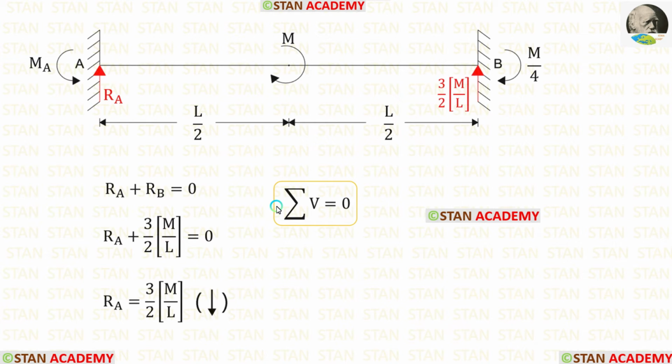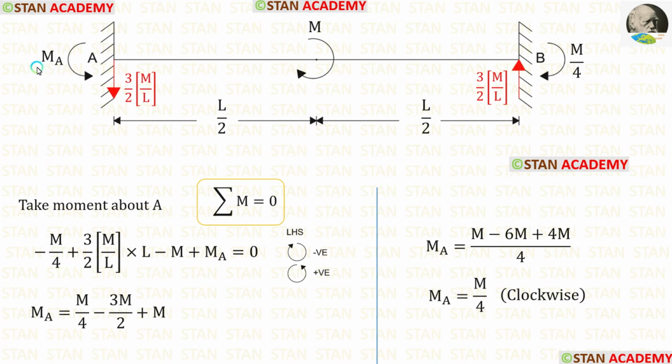Now let us apply the rule sigma V is equal to 0 and find out RA. In this beam, there are two vertical forces, RA and RB. Both are acting upwards, so both are positive. We have already found RB. Let us apply that. For RA, we will get a negative value. That means our assumption is incorrect. We assumed that RA would be acting upwards, but our assumption is wrong. RA is actually acting downwards.